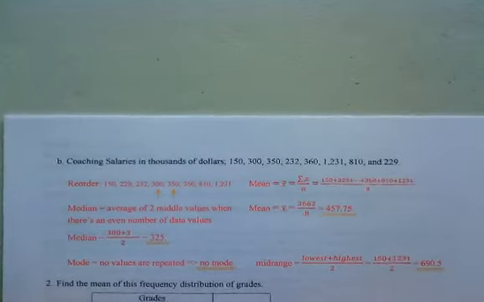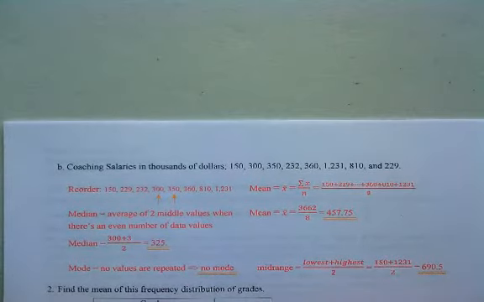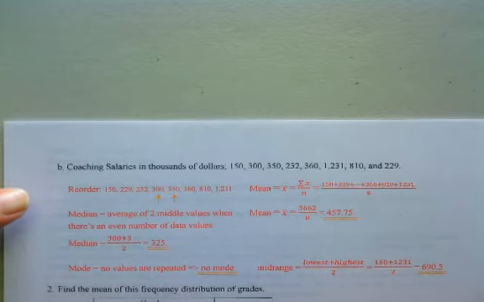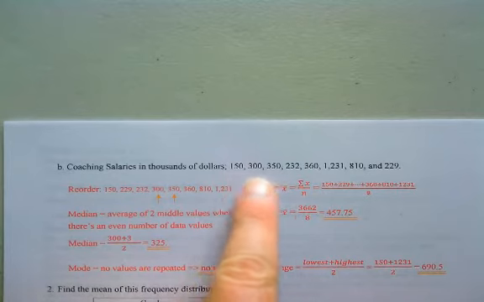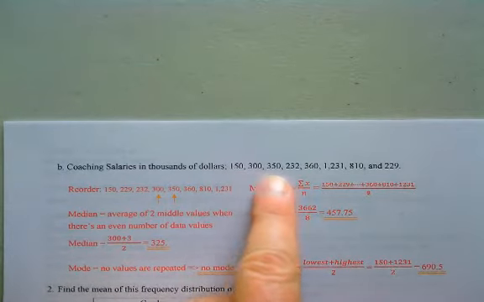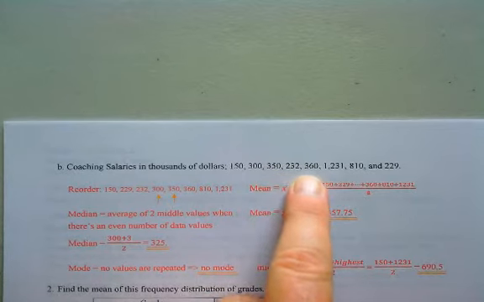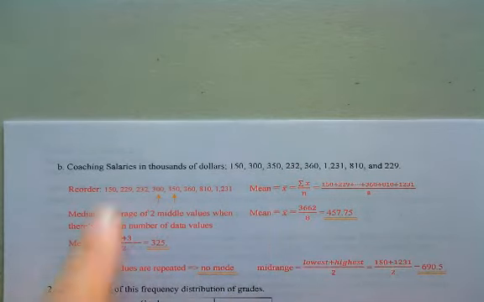All right, let's look at a second example. This time we have 150, 300, 350, 232, 360, 1231, 810, and 229. Please note that these are actually thousands of dollars, so the 150 is 150,000, the 300 is 300,000, and so forth. Again, to do the median, we have to first reorder them. We can tell that they're not in order originally because 150, 300, 350, then down to 232, up to 360, and so forth. So we need to reorder them in order.